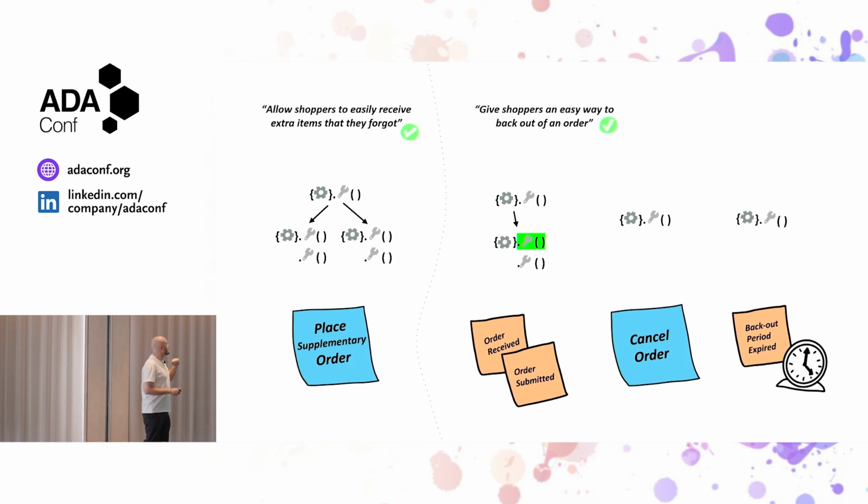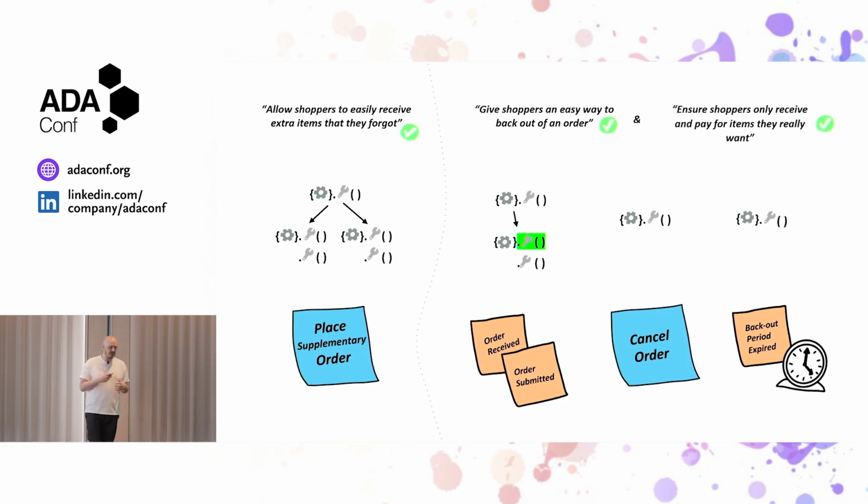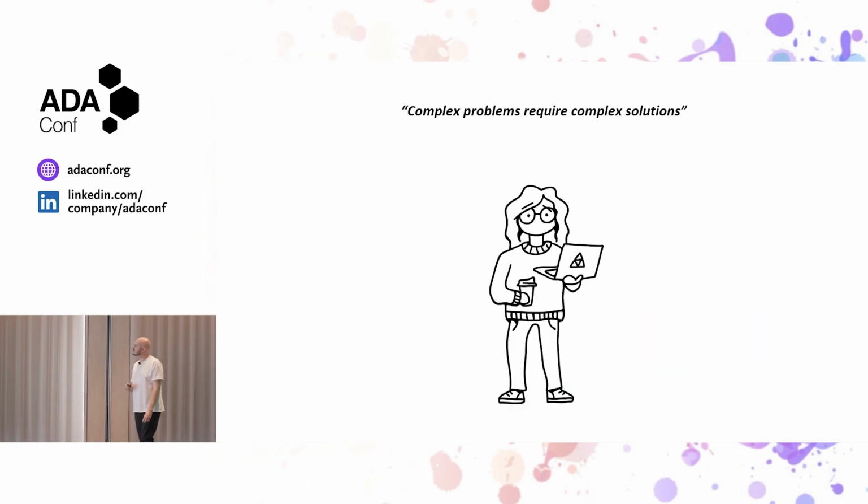They're allowing shoppers to easily back out of an order, and also they're ensuring that shoppers only receive and pay for the items they really want, because you could cancel that order, turn it back into a basket, make whatever amendments you need to do. And even without diving into the code, I think it's fair to say that these are far more single purpose and will thus be less complex than what we had before.